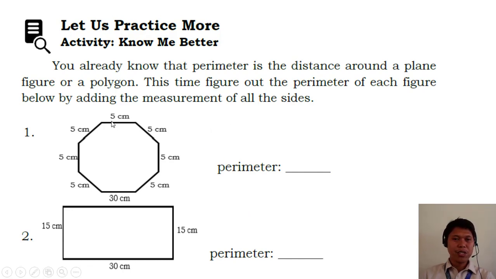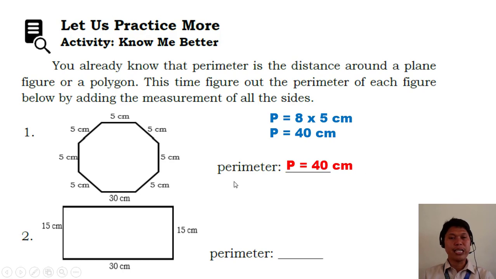So let's have this first figure. This is actually a regular polygon because the sides are equal. So we have 1, 2, 3, 4, 5, 6, 7, 8. This is an octagon. So it is 8 times 5 centimeters, and 8 times 5 is equal to 40 centimeters. Then the perimeter is 40 centimeters. See, as easy as that, if it is a regular polygon.